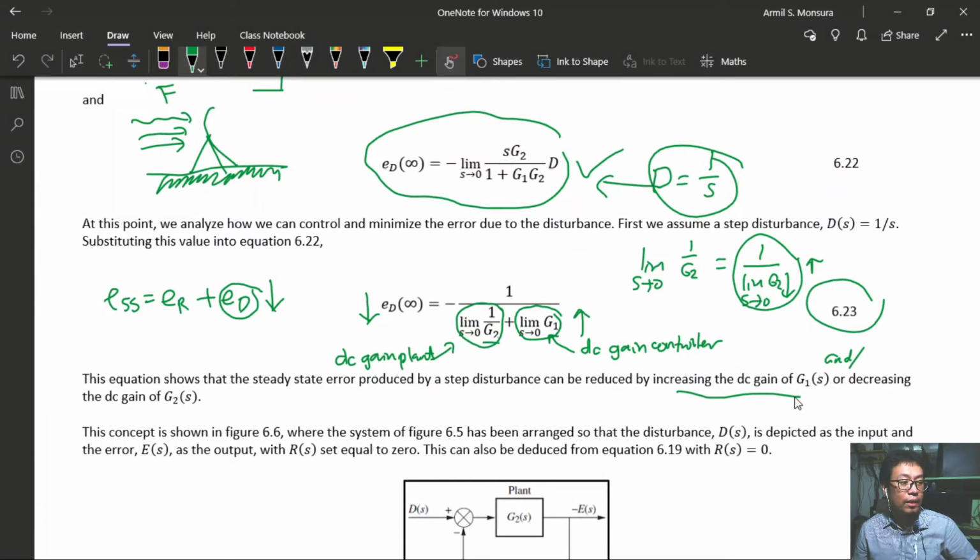That would actually minimize the steady state error due to the disturbance. Okay, so, by increasing the gain of G1, tataas ito. So, tataas din yung denominator ninyo. And hence, bababa itong error ninyo due to the disturbance. Or, by decreasing the DC gain of G2, okay?